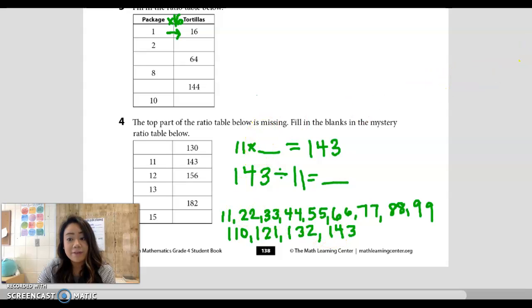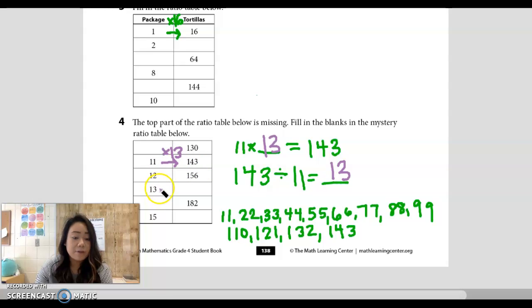So that means 11 times 13 equals 143, or 143 divided by 11 equals 13. So what does that tell me? It's telling me that it's times 13. That's my pattern. That's the biggest clue I can give you there. So now for this, 12 times 13 equals 156.